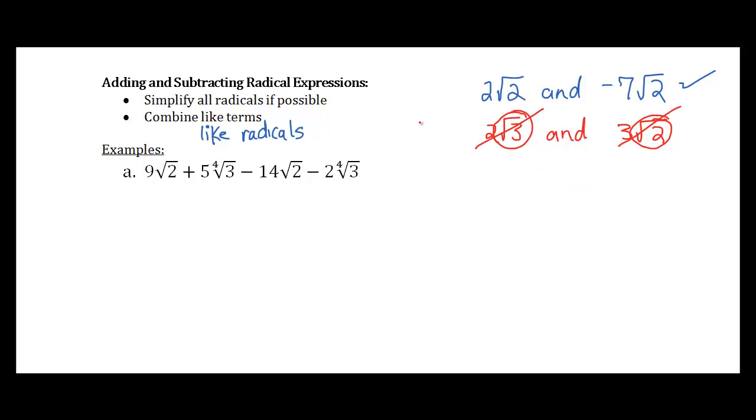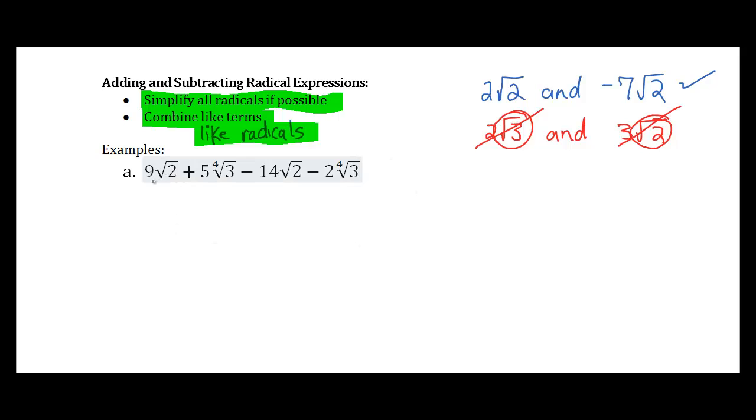And so sometimes before we actually can get to combining, we need to simplify first. So my first step in adding and subtracting radical expressions is to simplify all of my radicals if possible. And after I'm done with that, I'm going to combine my like terms, combine my like radicals, which is the same as combining like terms from before. Let's look at a couple of examples.